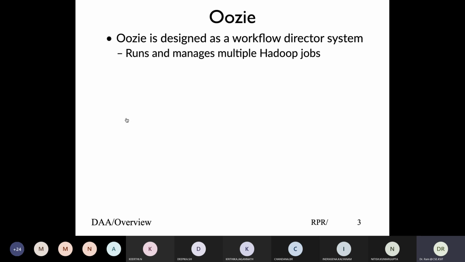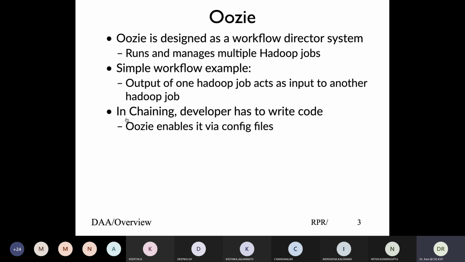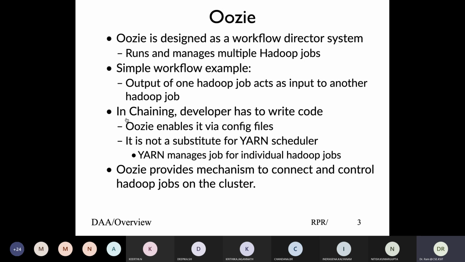So Oozie, as I just said, is basically a workflow director system. It runs and manages multiple Hadoop jobs via configuration files. So we'll look at a simple workflow example, how it will work, and then we can get into more details of how Oozie would work. As we said, in chaining, the developer has to write the code, but here we are writing it ourselves, we define how things run.